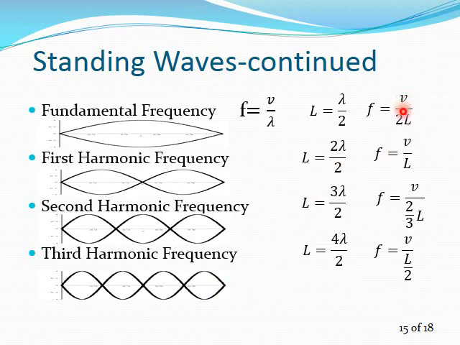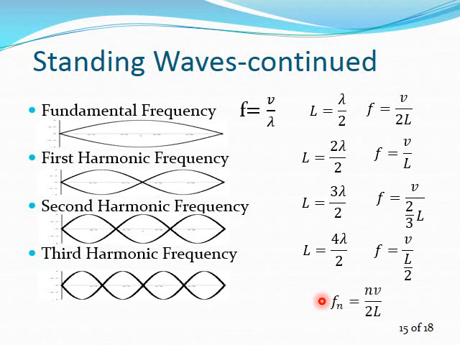I have V divided by 2L. Here I have 2 half wavelengths, so that would be 2V divided by 2L, which comes out to be V divided by L. Here I have 3 half wavelengths, so if you solve this, you would get 3V divided by 2L. And then here I have 4 half wavelengths, so you solve this, and I would get 4V divided by 2L, and that would come out to be 2V divided by L.